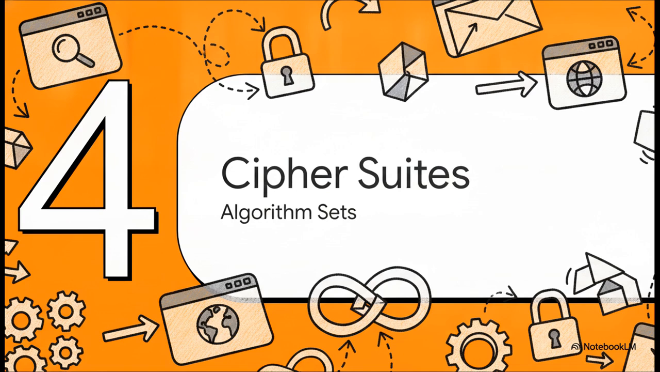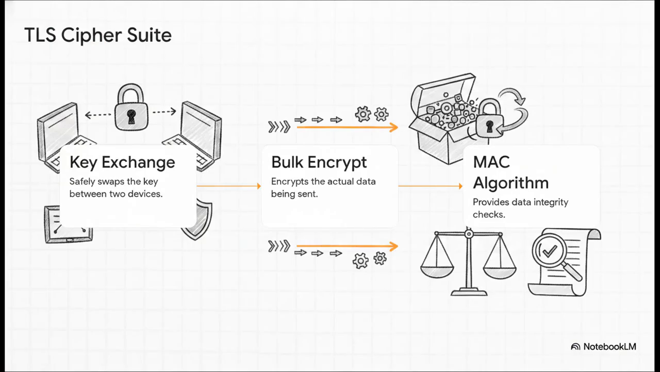Section 4. Algorithms and Cipher Suites. An algorithm, in this context at least, is just a mathematical formula used in cryptographic processes. But one single algorithm usually isn't enough to secure a network connection. Instead, we use what's called a cipher suite. This is a specialized set of algorithms working together, typically to secure transport layer security, or TLS connections.